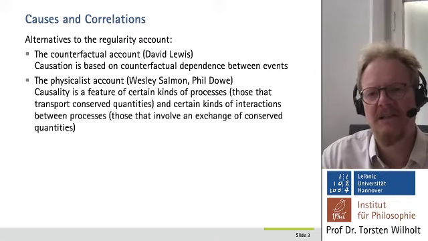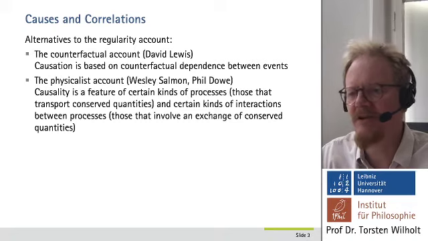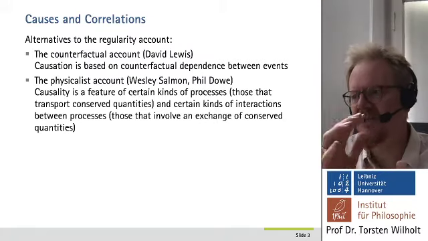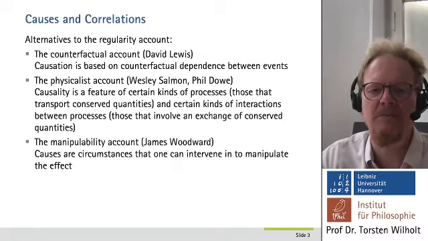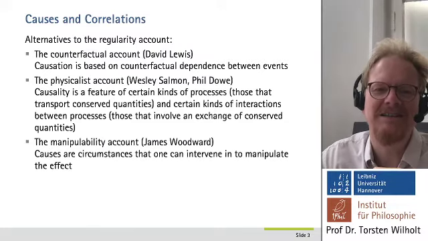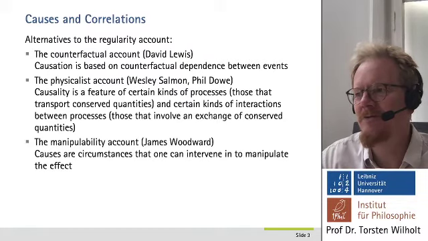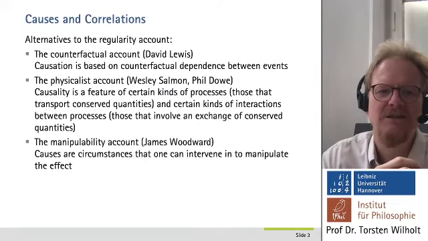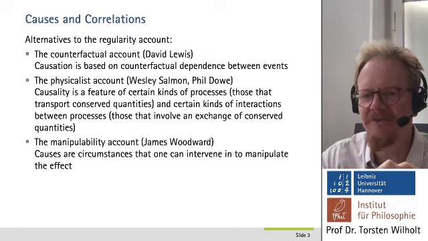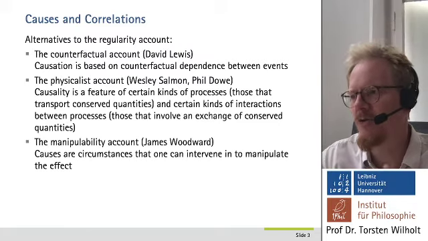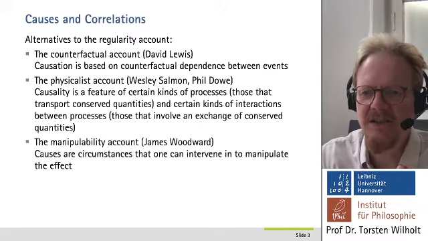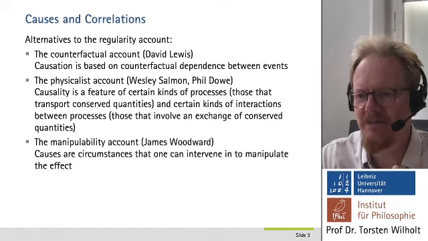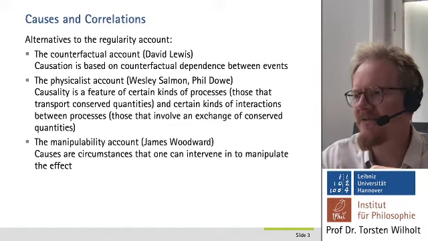So we use some very basic concepts of physics to distinguish causal from non-causal features of nature. And there are manipulability accounts, most strongly associated with the work of James Woodward, where causes are circumstances that one can intervene in to manipulate the effect. So intervention becomes the core concept for understanding causation. All these alternative accounts also have their problems and shortcomings, and I'm not going to discuss any of them.